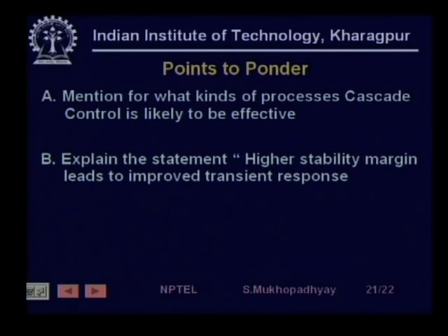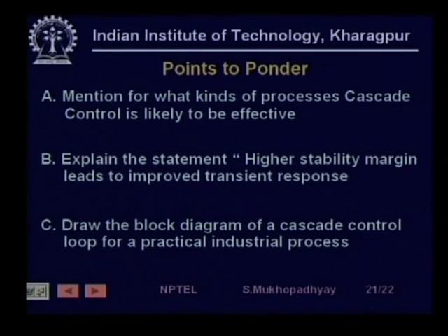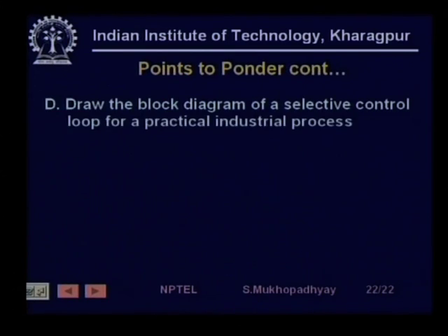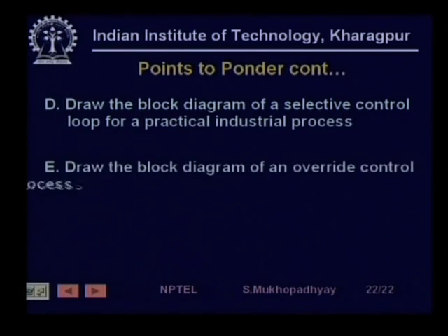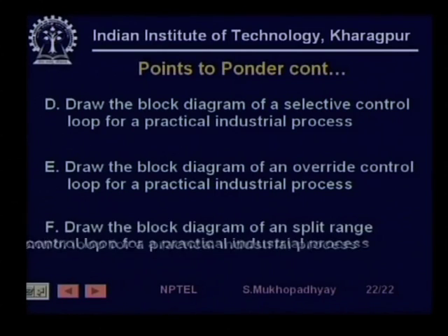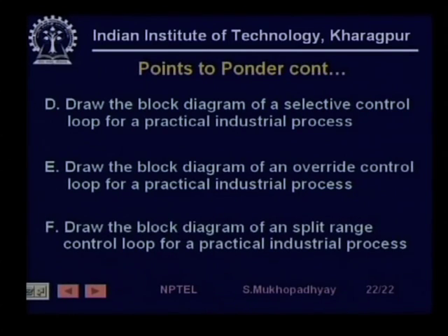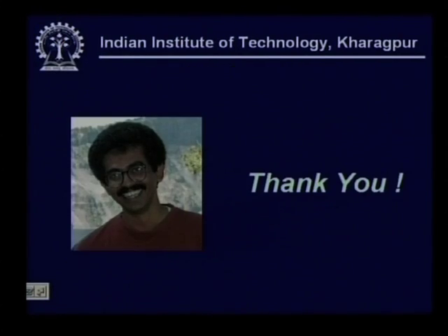Why does a higher stability margin lead to improved transient response? You can try to explain that. It is basically related to the range of controller gains that you can have. And draw the block diagram of a cascade control loop for a practical industrial process. This is very important, and one should be able to draw it. Similarly, block diagrams of selective control loops and override and split range control loops are useful exercises to be done. So, thank you very much.